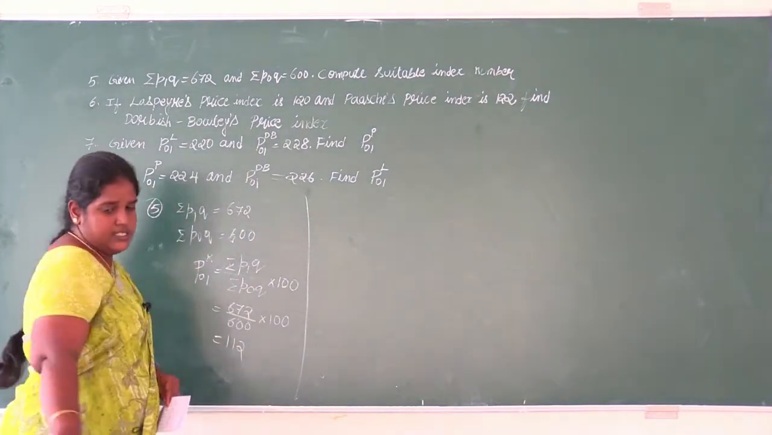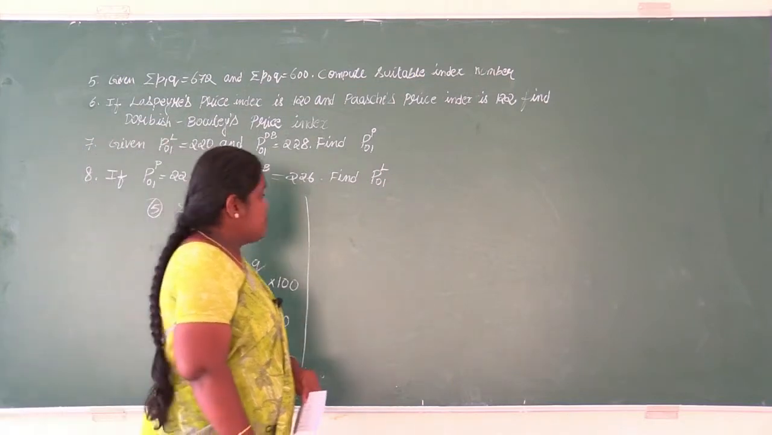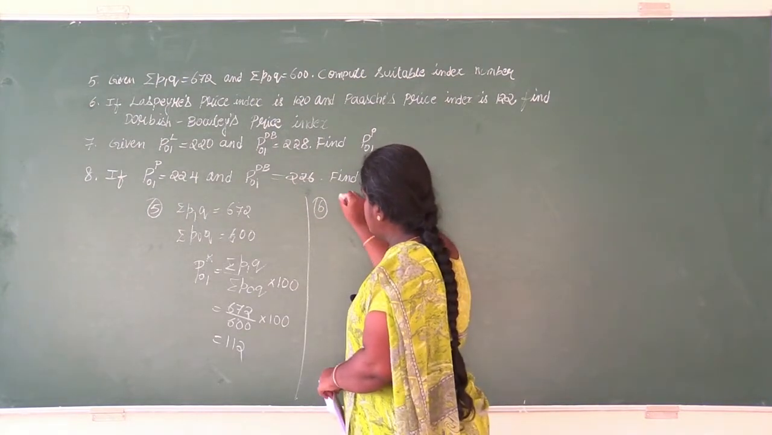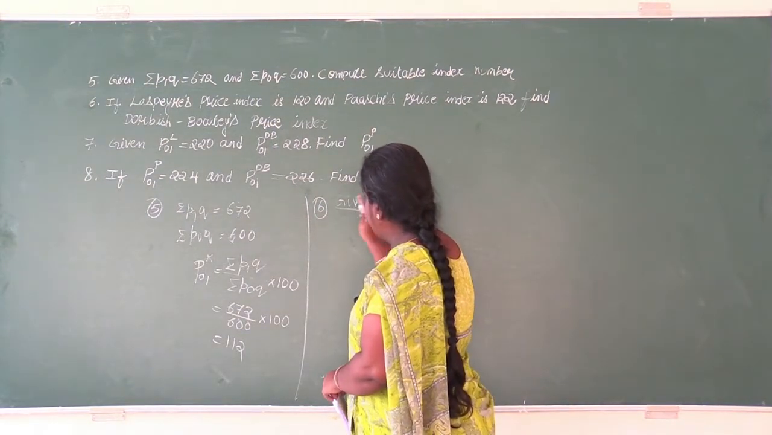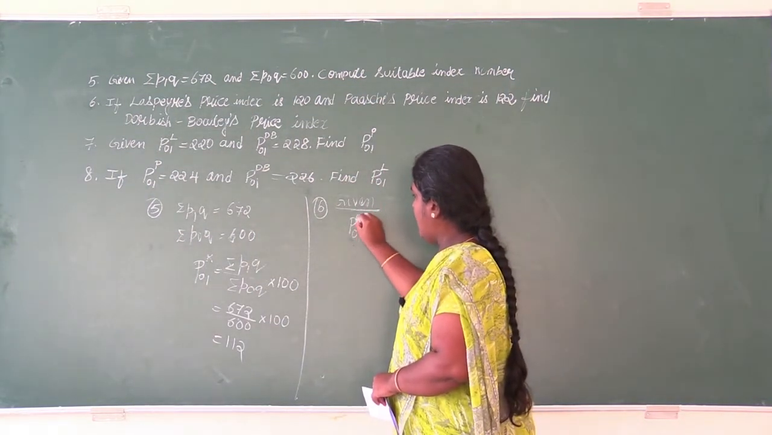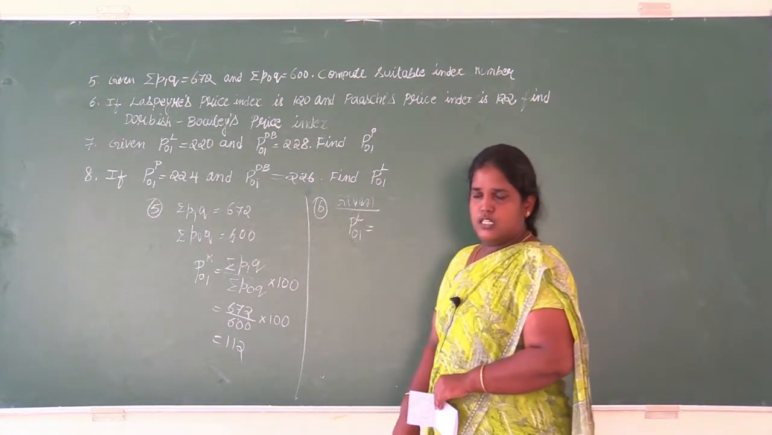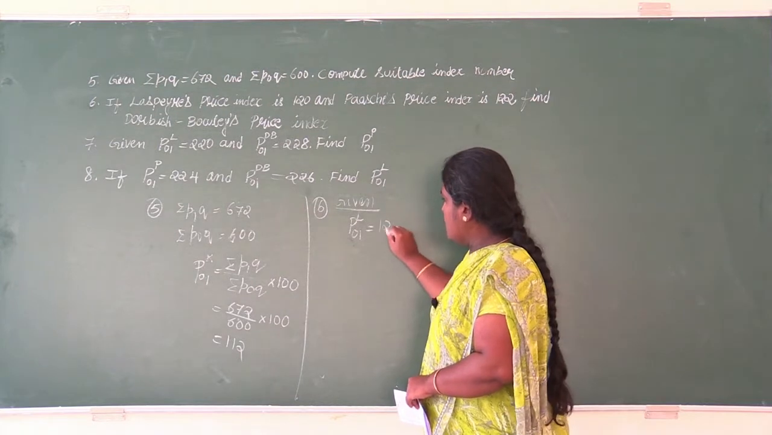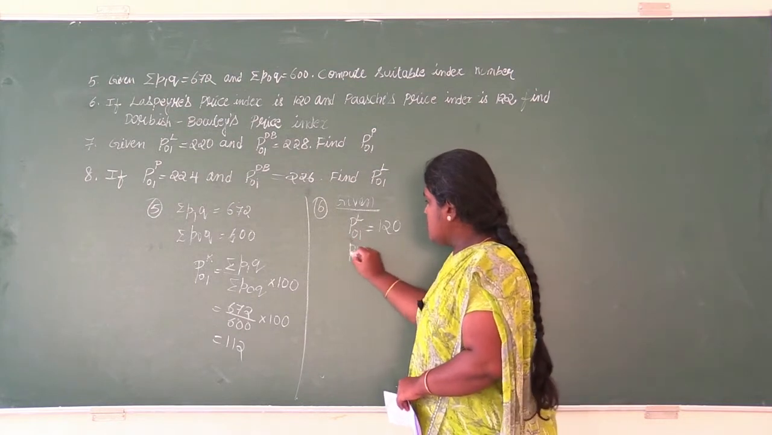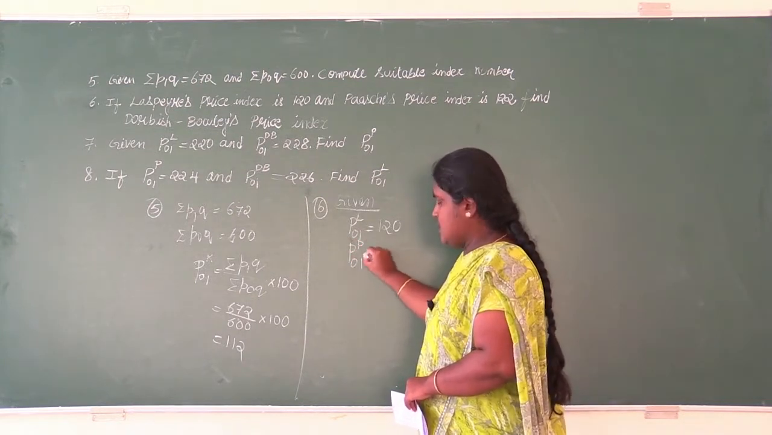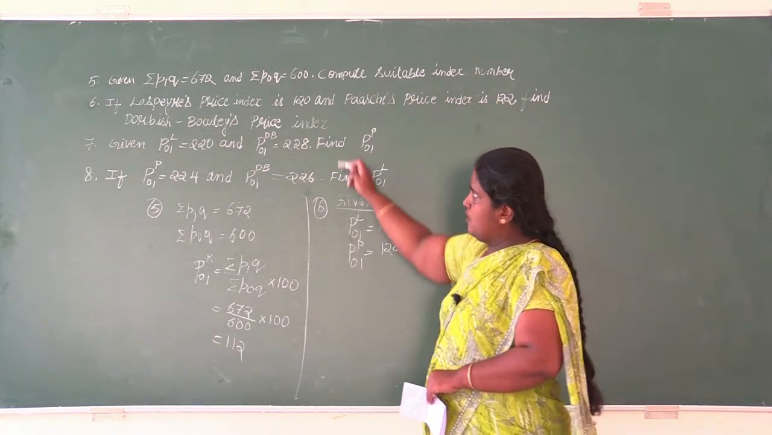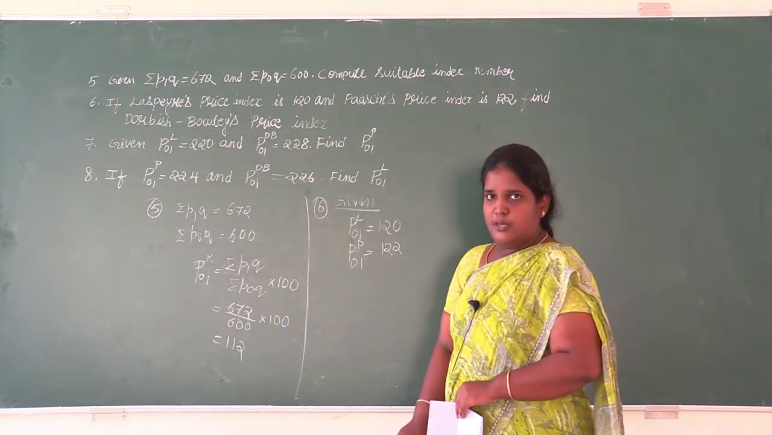Then we'll do the next one, the 6th problem. If last year's price index number is 120, so what is given? First we'll write the given part. They have given it in words, so we'll write it in symbols. P01L, last year's price index number, is denoted by P01L. It is 120. Purchase price index is 122. So Purchase Price Index number is denoted by P01P, which is 122, and we have to find out Drobisch-Bowley's price index, P01 dB.